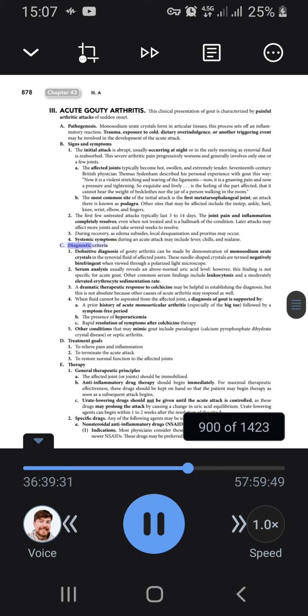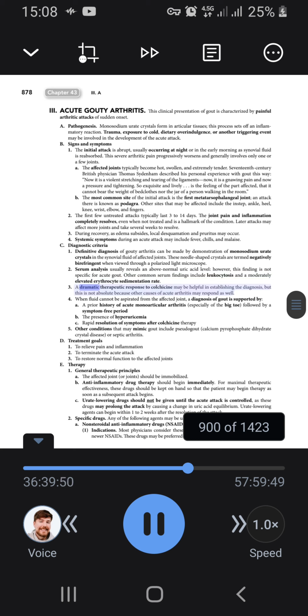C. Diagnostic criteria. 1. Definitive diagnosis of gouty arthritis can be made by demonstration of monosodium urate crystals in the synovial fluid of affected joints. These needle-shaped crystals are termed negatively birefringent when viewed through a polarized light microscope. 2. Serum analysis usually reveals an above-normal uric acid level. However, this finding is not specific for acute gout. Other common serum findings include leukocytosis and a moderately elevated erythrocyte sedimentation rate.